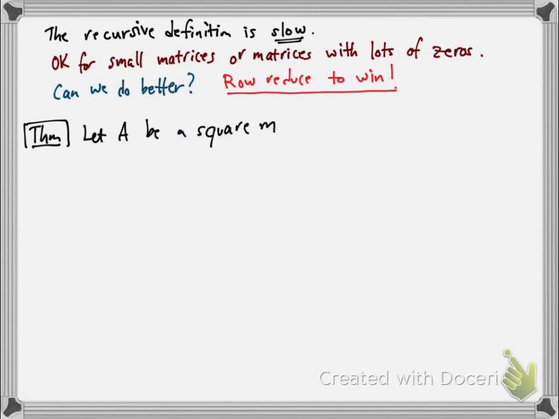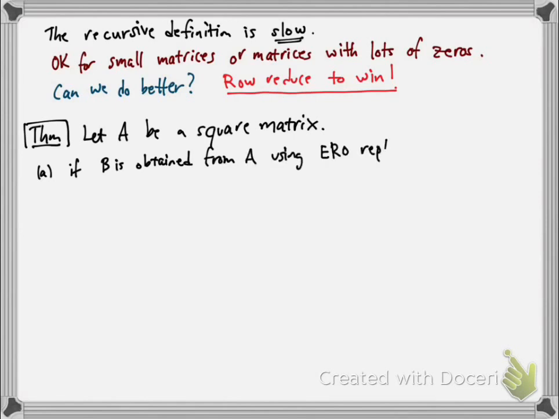So the main theorem that we need describes how the determinant of a matrix changes as we apply elementary row operations. So let A be a square matrix. If B is obtained from A using the elementary row operation of replacement, then the determinant of B is equal to the determinant of A. Which means when you're doing row reductions on A, if you ever have to do a replacement, that's where you replace the row with itself plus a multiple of another row, then the value of the determinant doesn't change at that step.